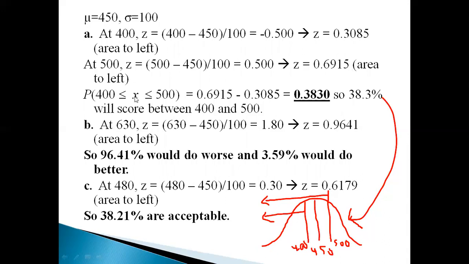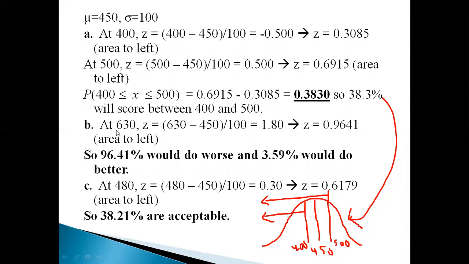And so the probability between 400 and 500, well, here's our mean. 400's here, 500's here. So we have to take the larger minus the smaller, and that gives us 0.3830 as the probability. So what does that tell us? Well, that tells us 38.3% of the people will score between 400 and 500.